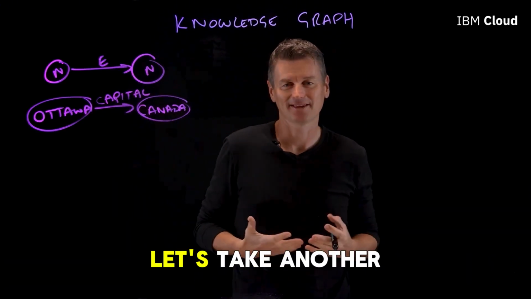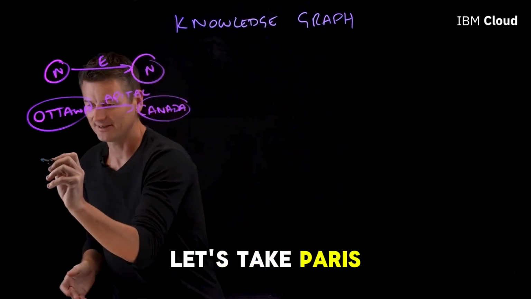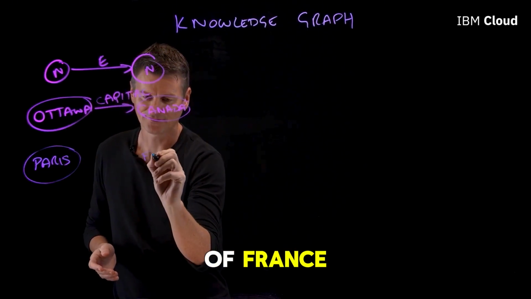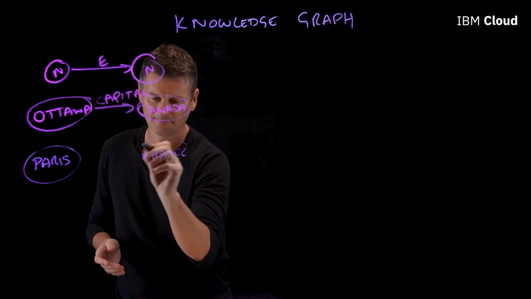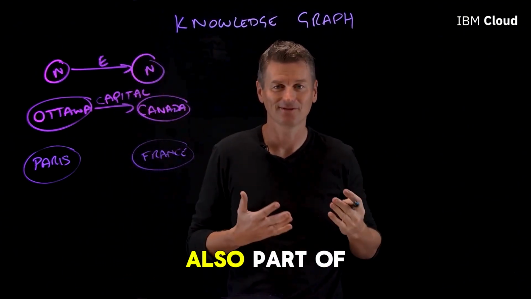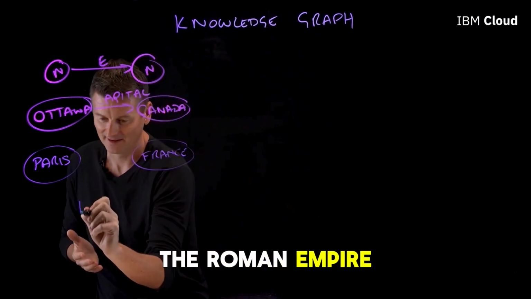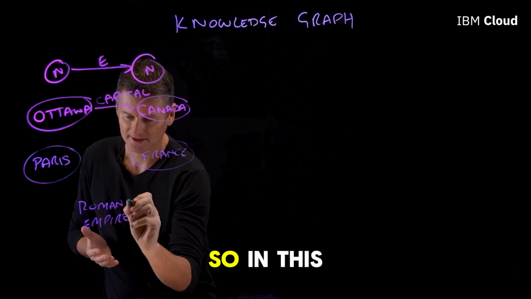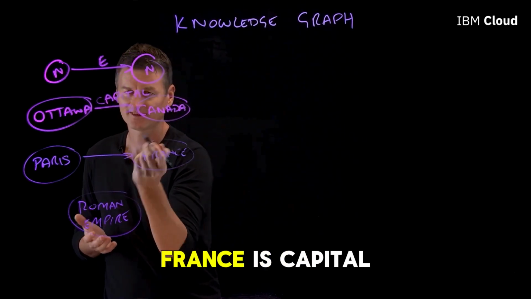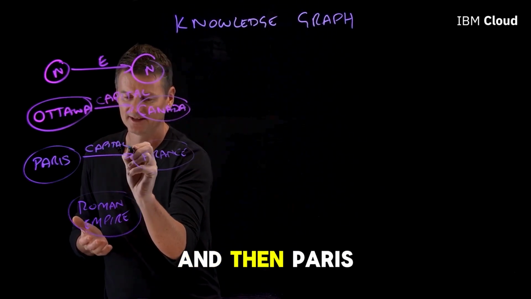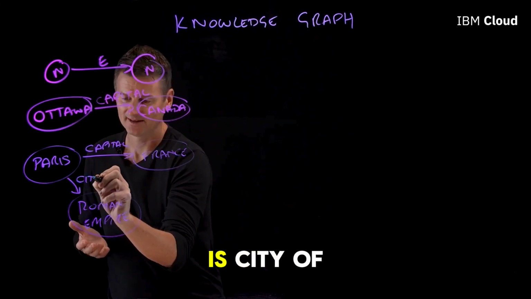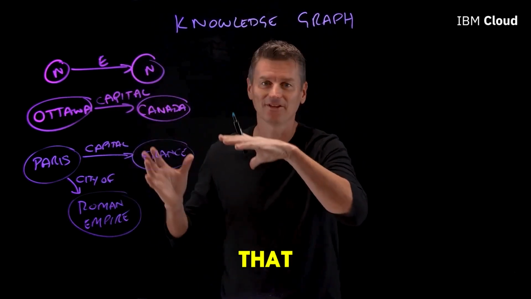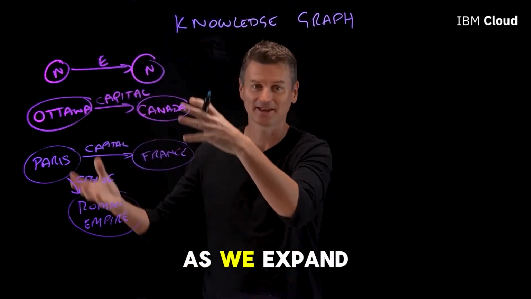So for example, let's take another city. Let's take Paris. Now, Paris is the capital of France, but it is also part of the Roman Empire, or it used to be. So in this case, the edges are Paris to France is capital, and then Paris to Roman Empire is city of. And we can see then how these nodes can be connected with multiple edges as we expand this.